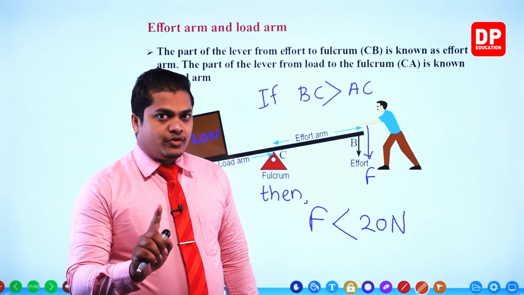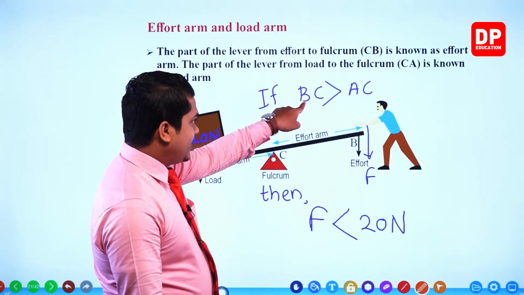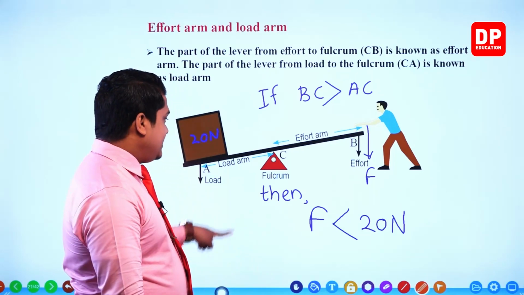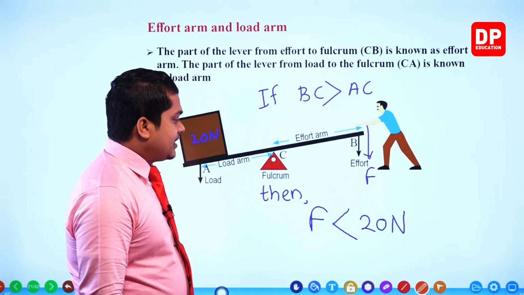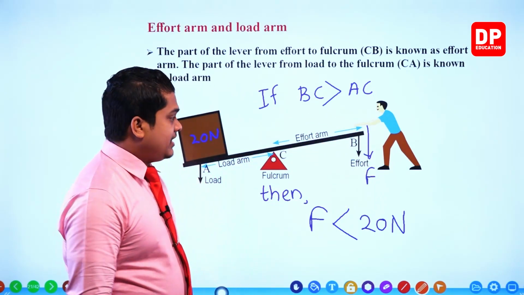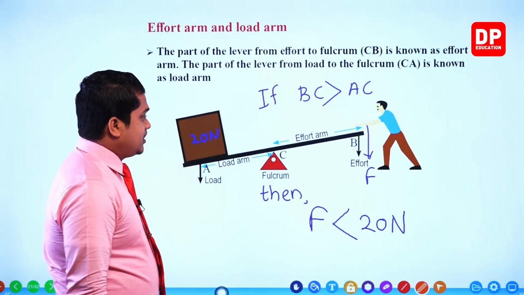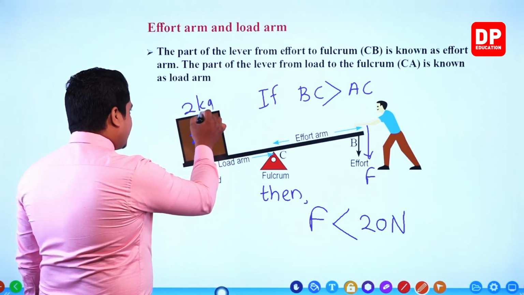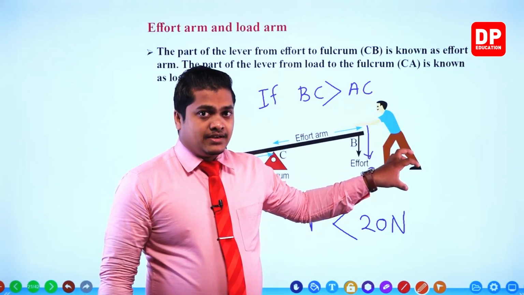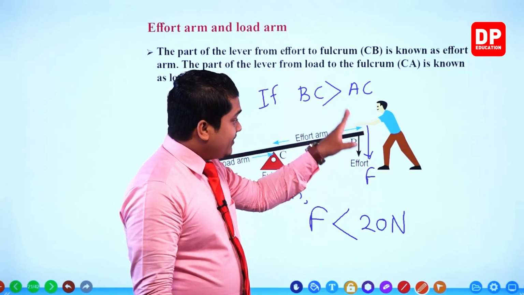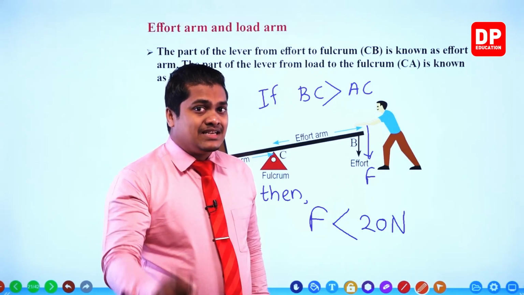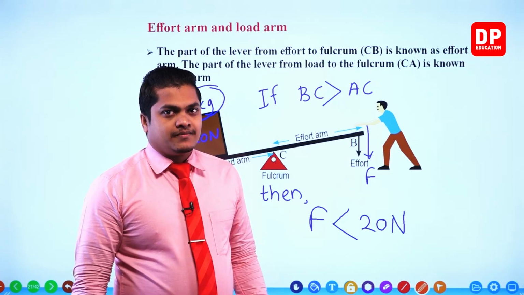Okay. However, in order to observe that, the BC length, which is the effort arm, should be greater than the AC length, which is the load arm. If that's so, then the force which is applied by the person is less than 20 Newton, which is the weight of the object. So in simple, that means, my dear children, the 2 kilogram of a mass can be lifted off by this person, right? Or else by the other side, by placing an object which has a mass less than 2 kilograms.